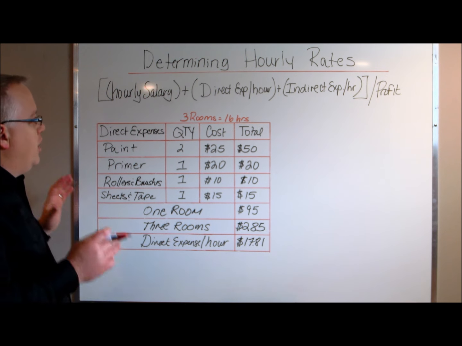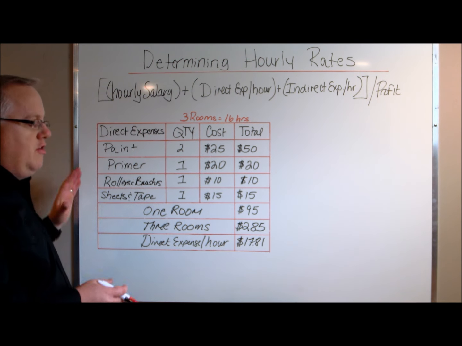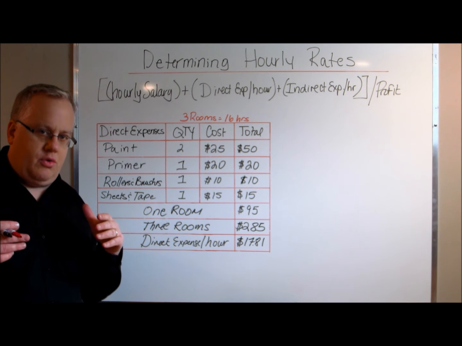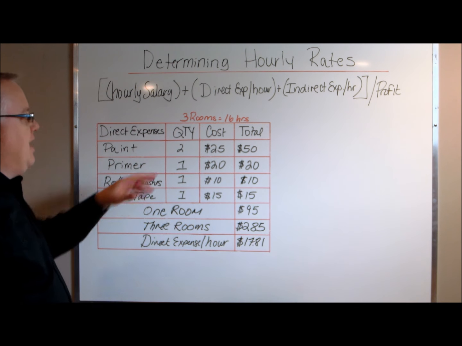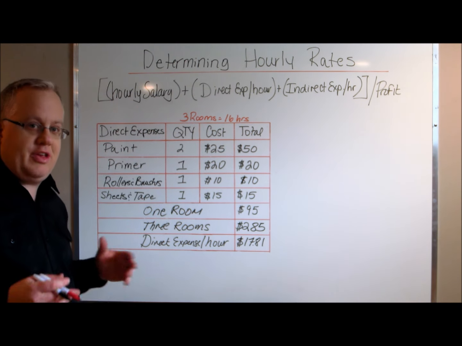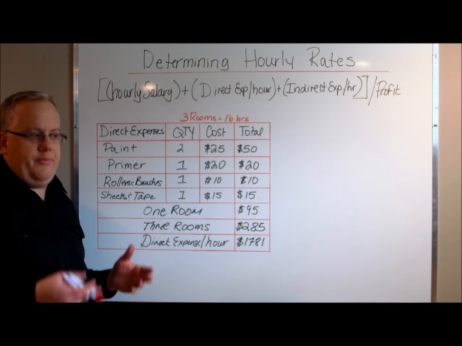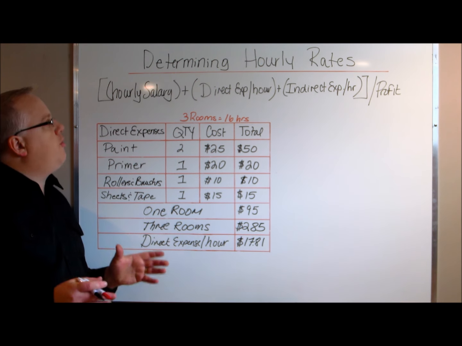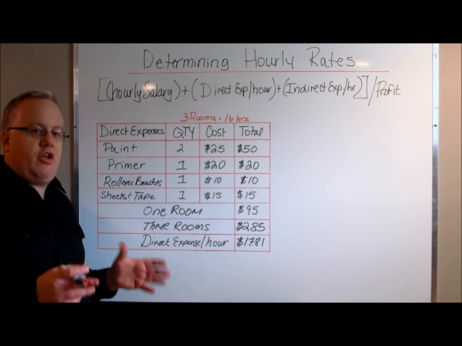So we're going to go through an example today of an individual who has decided to start his own painting company. He's been asked to paint 3 rooms, and he knows it's going to take him 16 hours. He's been a painter and he used to work for another company. So the first portion of the calculation is to determine his hourly salary.